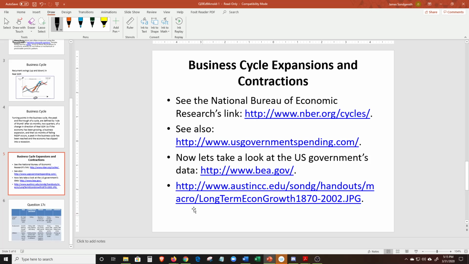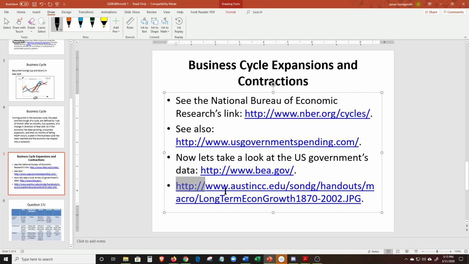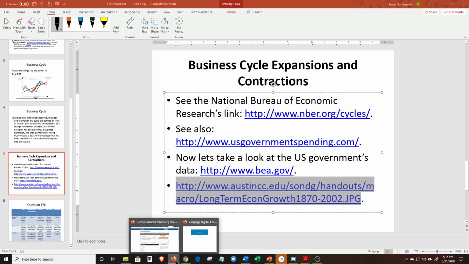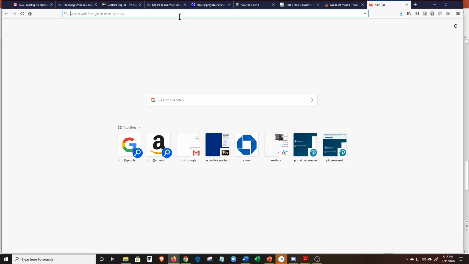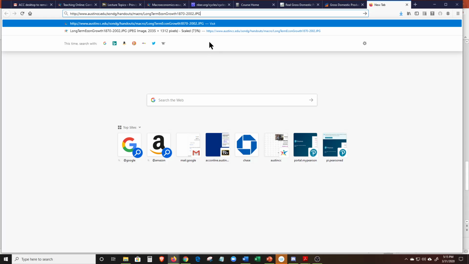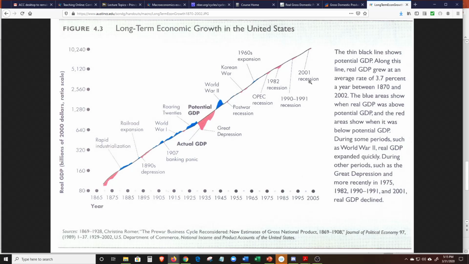And let's take a look at this one that I copied from a book. Christina Romer, this is a graph Christina Romer had put together. Let's take a look at it. It's from the Civil War onwards. And here we go. Come on, let's see it. Oh, here it is. Okay.